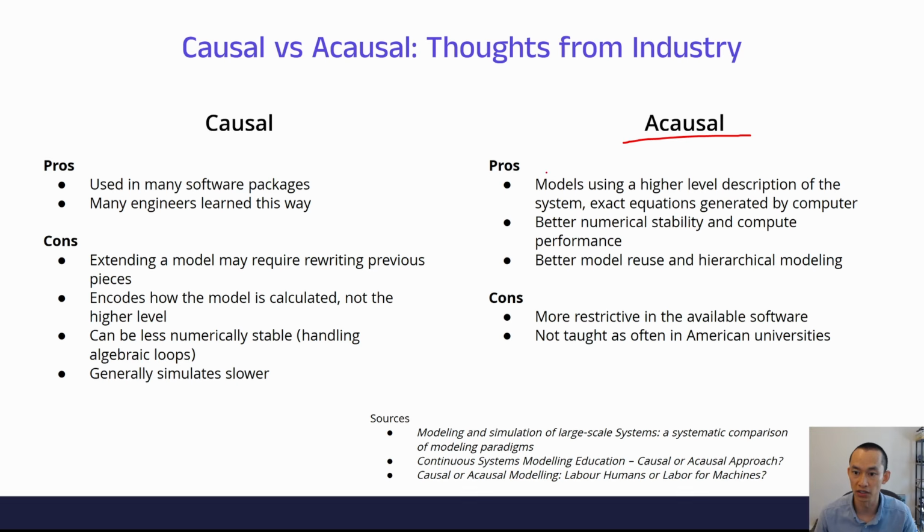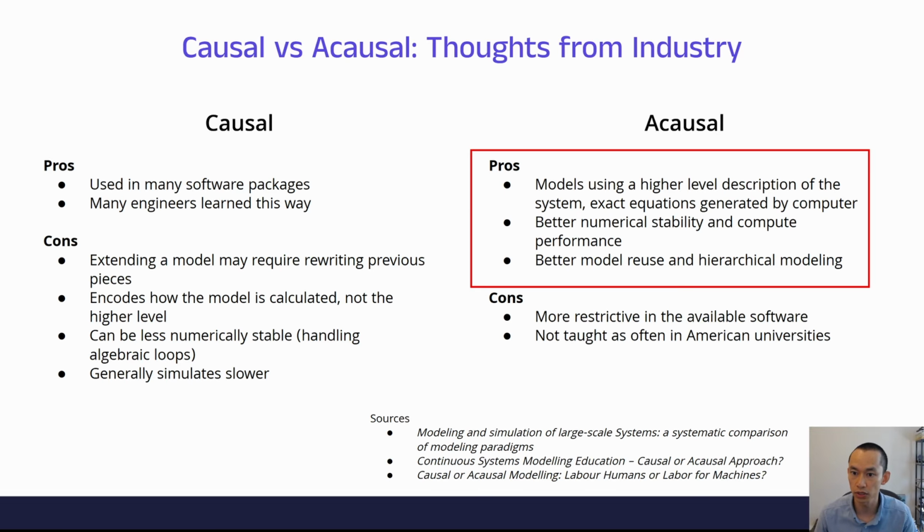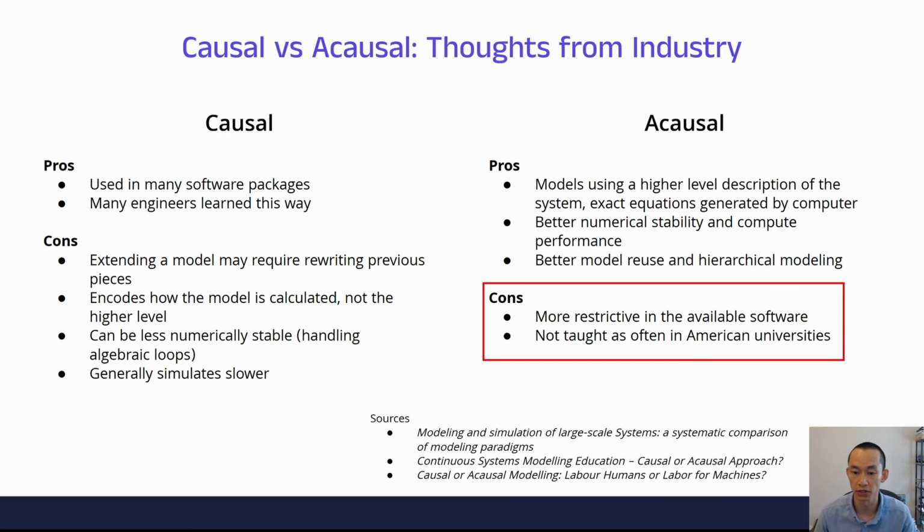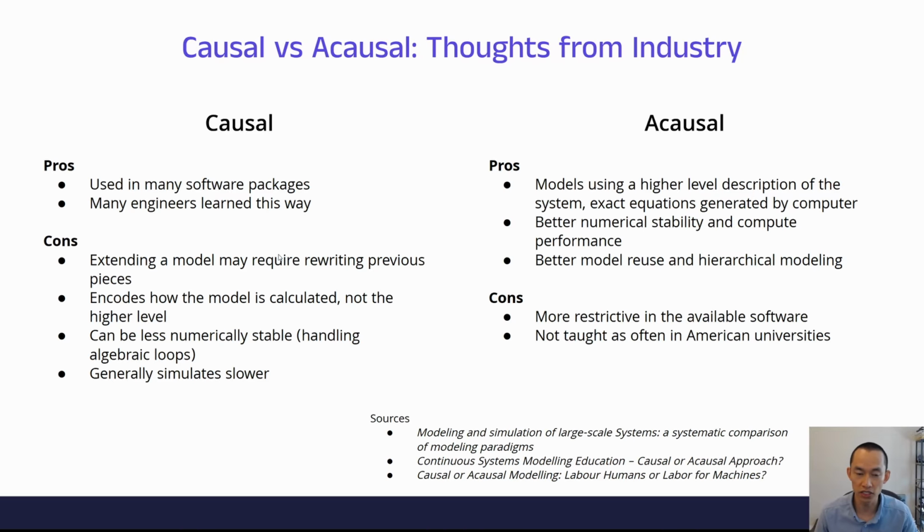Acausal modeling, on the other hand, has these pros: it models using a higher level description of the system and allows for the exact equations to be generated by the computer. It has better numerical stability and compute performance, and better model reuse and hierarchical modeling. The downsides of acausal modeling are that it's more restrictive in the available software in industry today, and because of that, it's not taught as often in American universities. Okay, so these are the opinions from industry regarding the differences between these two.